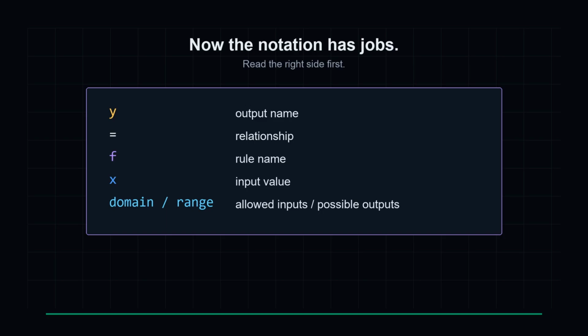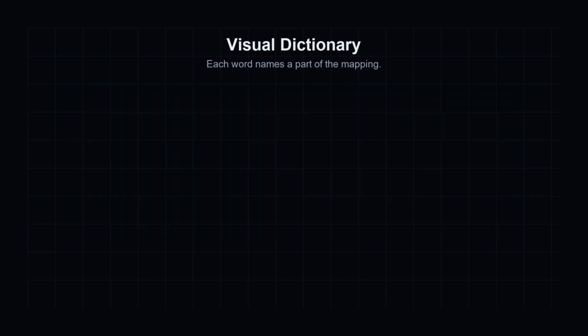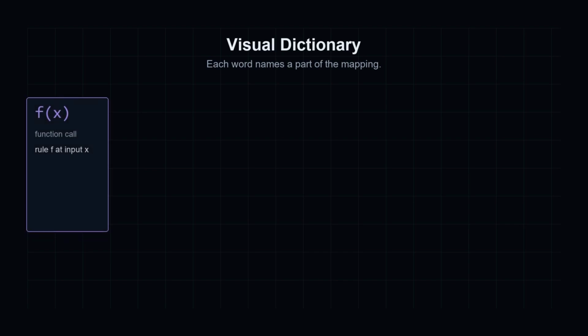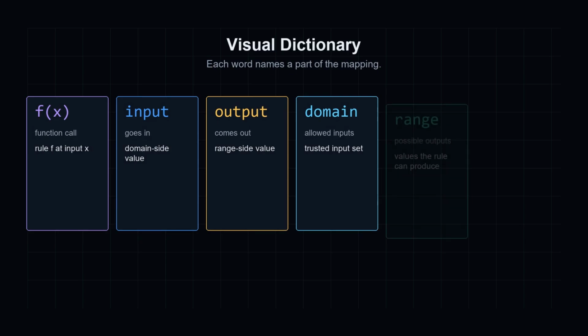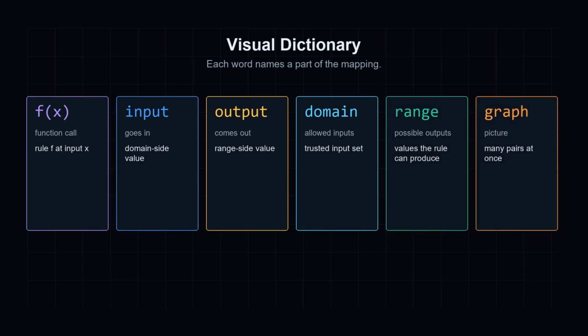Now the notation has jobs. Y names the output. F names the rule. X is the input. The domain is the set of allowed inputs, and the range is the set of possible outputs. Use the visual dictionary. F of x is a function call. Input means what goes in. Output means what comes out. Domain means allowed inputs. Range means possible outputs, and graph means a picture of many pairs at once.